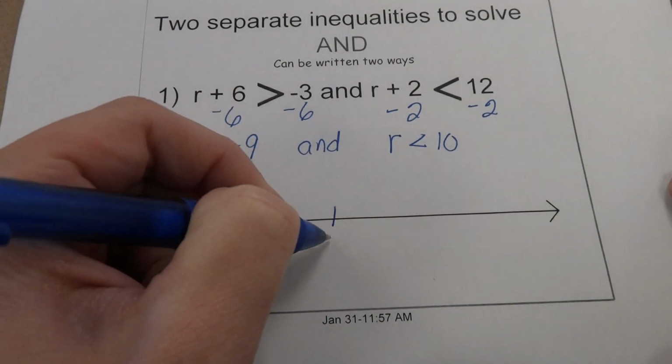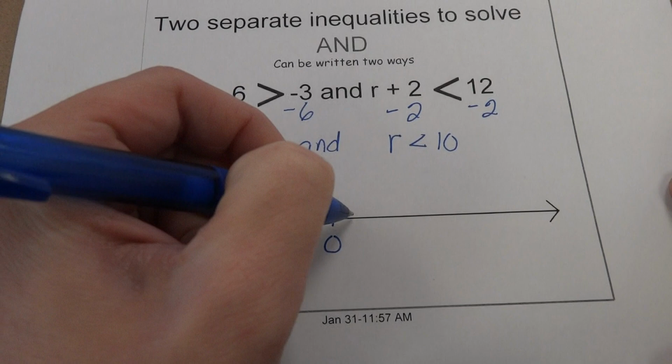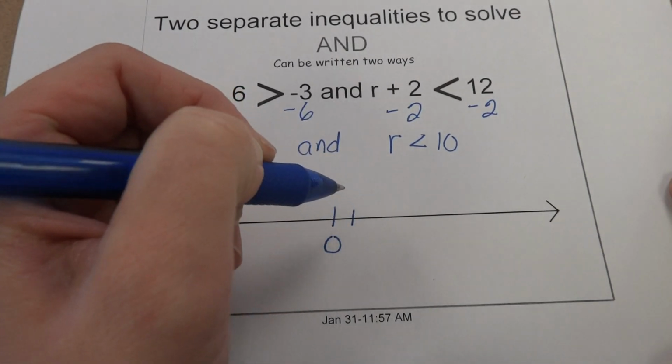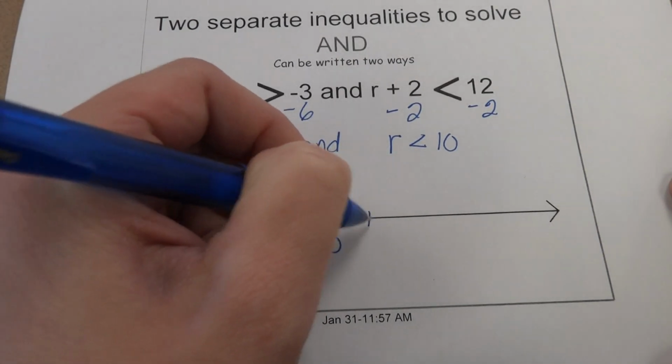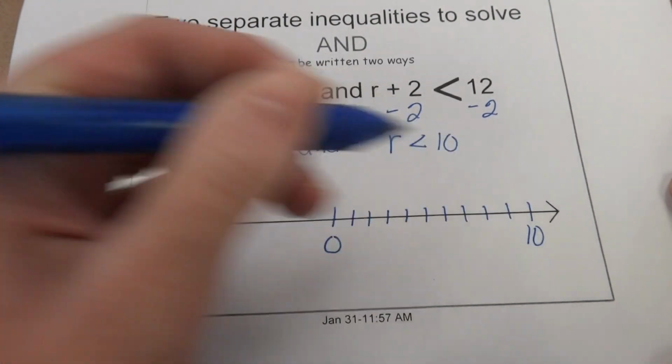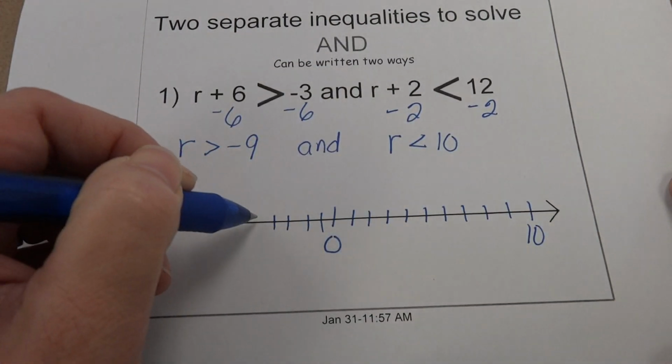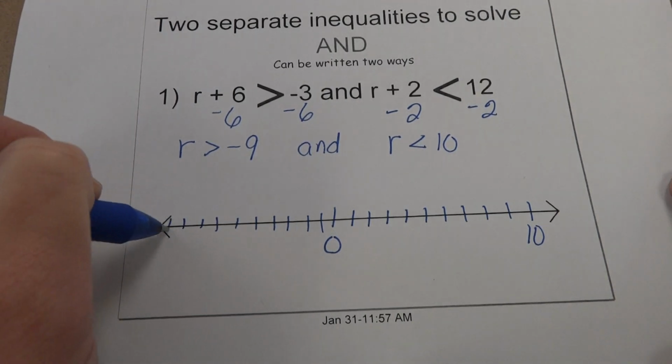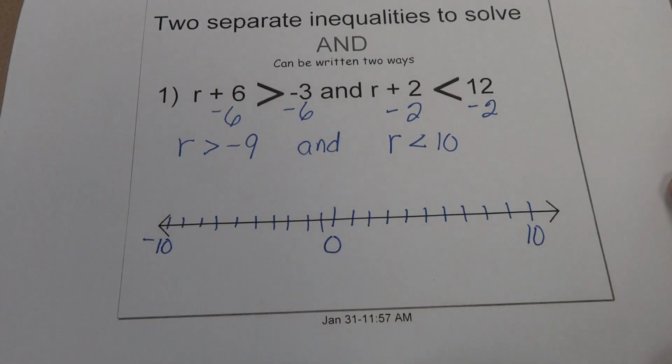So we're going to complete our number line by filling in from negative 10 to 10. 1, 2, 3, 4, 5, 6, 7, 8, 9, 10. When you're graphing these, you're allowed to look at whatever snapshot of the number line that fits your solution.